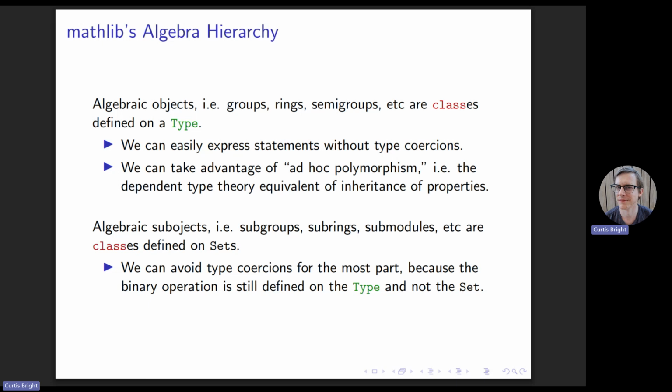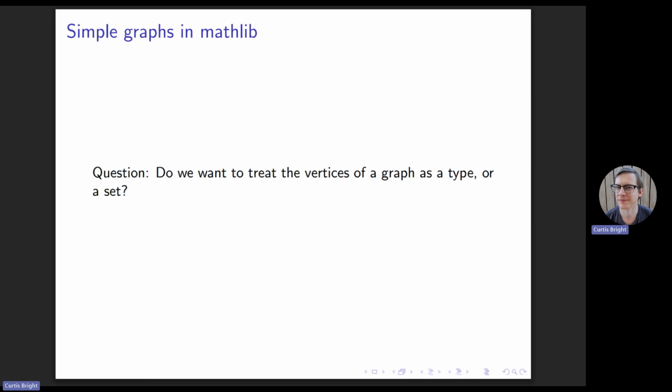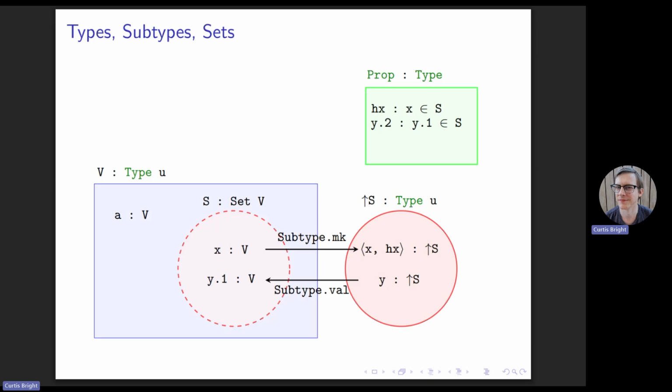In the mathlib algebra hierarchy, algebraic objects, so groups, rings, semigroups, etc., are classes defined on a type. When we have them defined on a type, we can easily express statements without type coercions or having to worry about carrying around the proposition that the object belongs to the set. So if we're just saying A is of type V, we don't have to worry about it belonging to a set if we're just talking about a group.